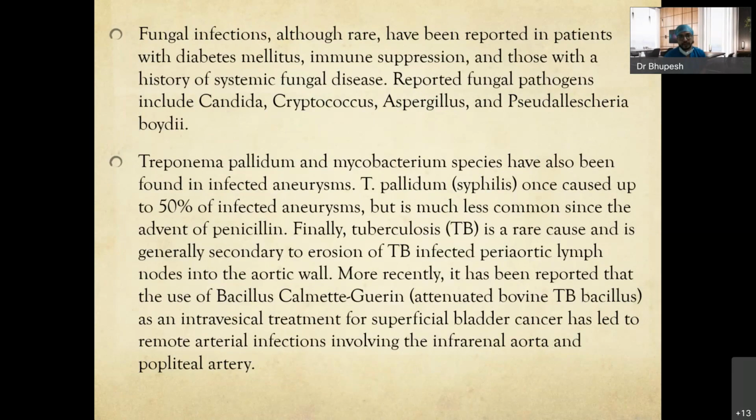Syphilis once caused up to 50% of infective aneurysms, but is much less common since the advent of penicillin. Finally, tuberculosis is a rare cause and is generally secondary to erosion of TB-infected periaortic lymph nodes into the aortic wall. More recently, it has been reported that the use of BCG as an intravesical treatment for superficial bladder cancer has led to remote arterial infection involving the infrarenal aorta and popliteal artery.